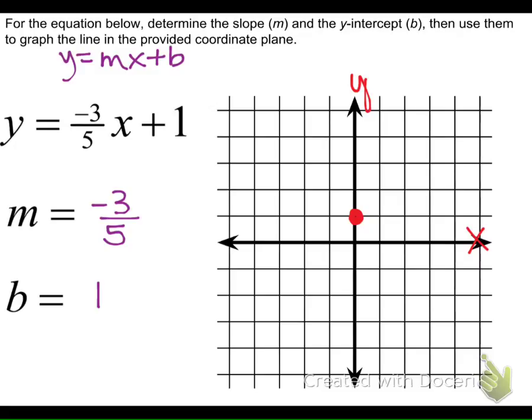Now remember, the first thing I do on slope is find my rise, which means I'm going to go up or down. With it being a -3, am I going to go up or down first? Down. Down how many spots? 3. And then what? Over +5. 1, 2, 3, 4, 5. So I'm going to plot my next point there. Then I'm going to draw a nice, beautiful line because I want to make sure I get all my points.